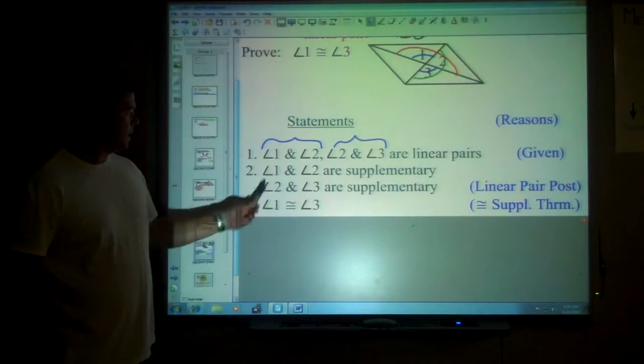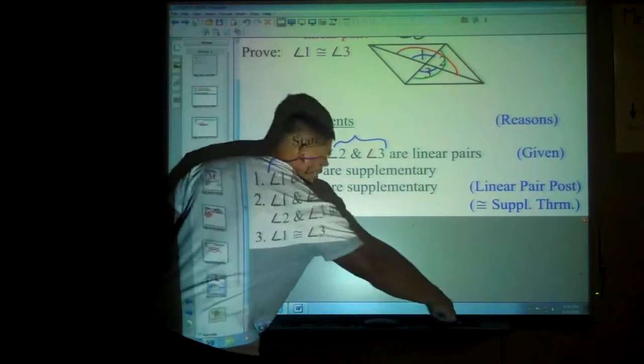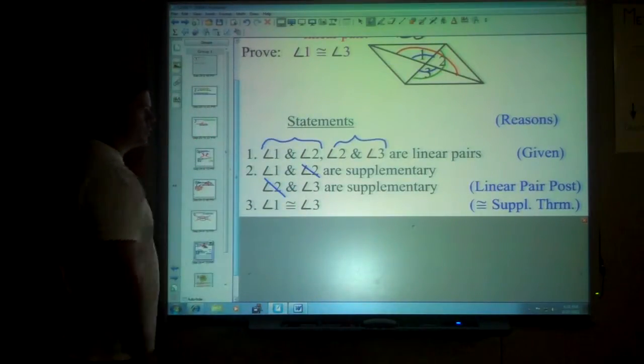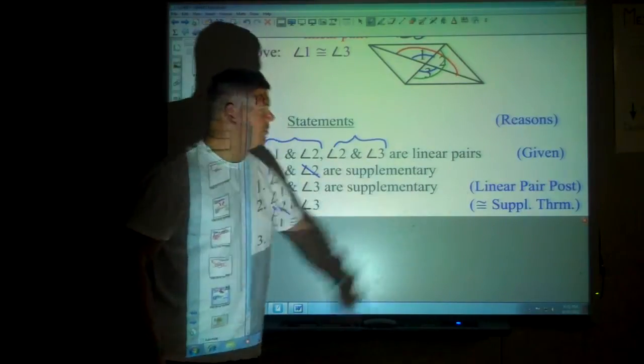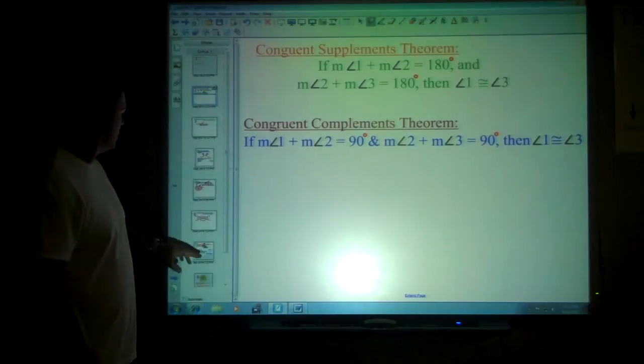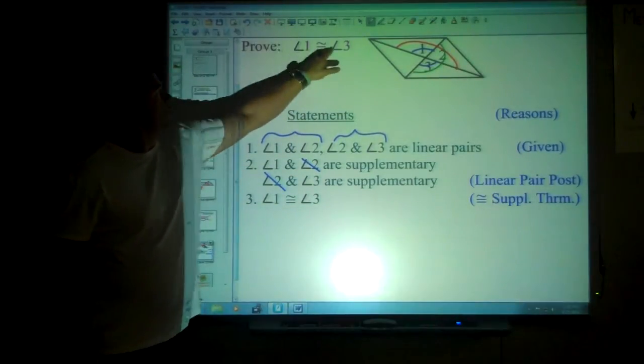From there, notice 1 and 2 are supplementary, 2 and 3 are supplementary. It's very similar to going, oh, take those out. We know 1 and 3 are congruent to each other because of the congruent supplements theorem. This theorem right here, congruent supplements theorem. And we have now succeeded in proving what we were after.